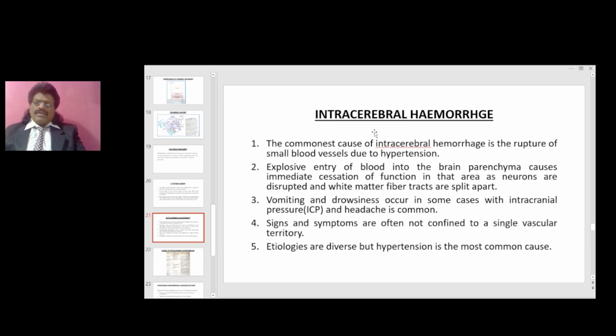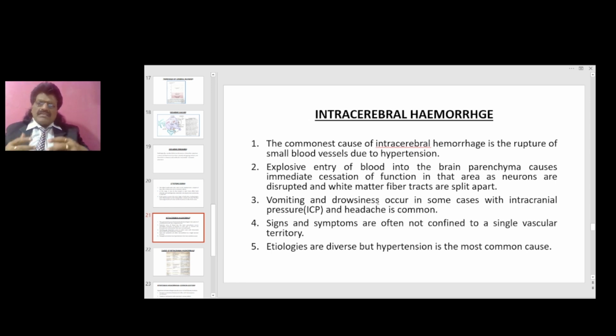So far we've been talking about ischemic stroke. Now we shall talk about intracerebral hemorrhage. The commonest cause of intracerebral hemorrhage is rupture of small blood vessels due to hypertension. Explosive entry of blood into the brain parenchyma causes immediate cessation of function in that area as neurons are disrupted and white matter fiber tracts are split apart.